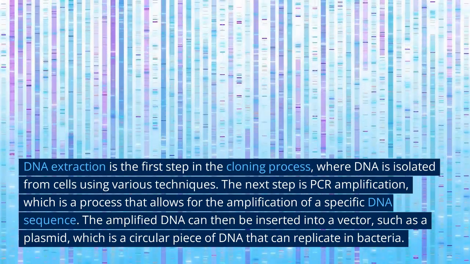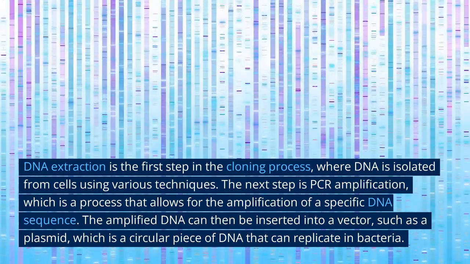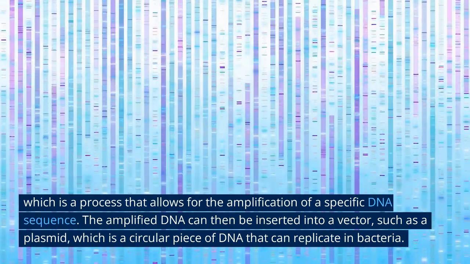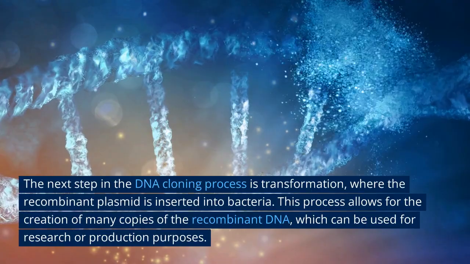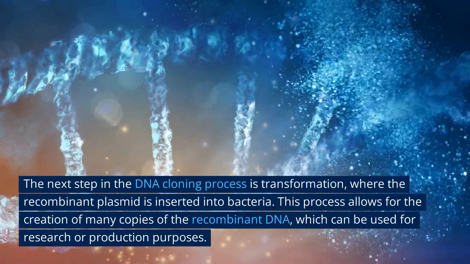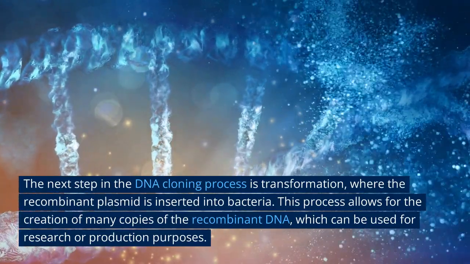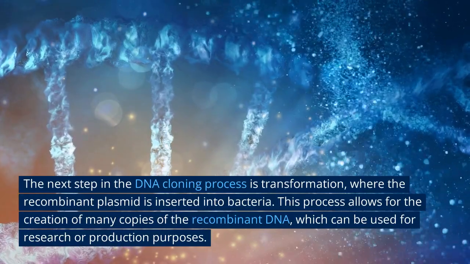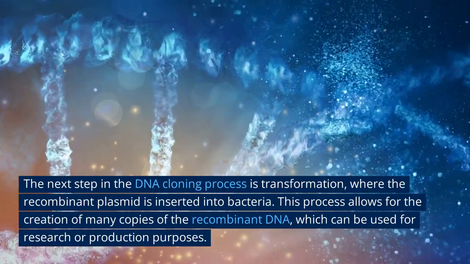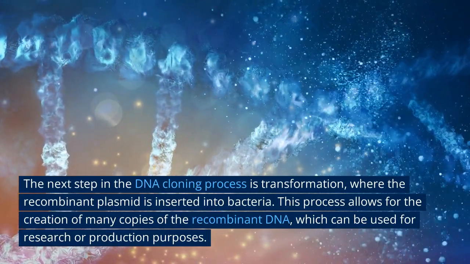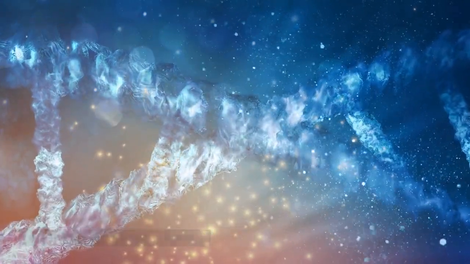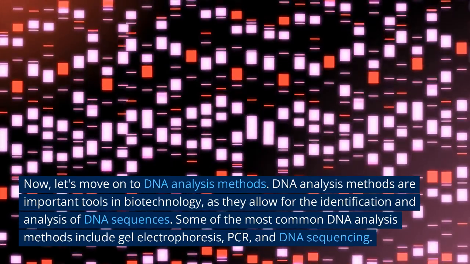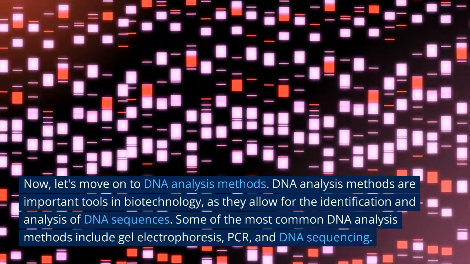The amplified DNA can then be inserted into a vector, such as a plasmid, which is a circular piece of DNA that can replicate in bacteria. The next step in the DNA cloning process is transformation, where the recombinant plasmid is inserted into bacteria. This process allows for the creation of many copies of the recombinant DNA, which can be used for research or production purposes. Now, let's move on to DNA analysis methods.